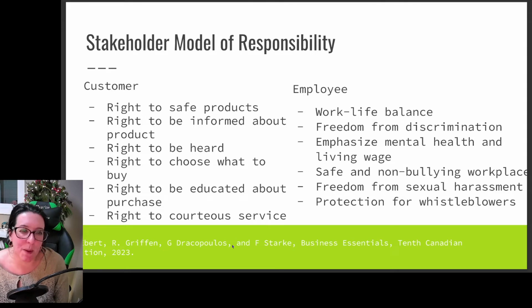Then we have social responsibilities to the employee. We want to make sure that we have met our ethical responsibilities in terms of protecting mental health and physical health, and then social responsibilities in terms of ensuring that we're providing a sufficient wage, a living wage. Ethical responsibilities in terms of providing a safe and non-bullying workplace, having a place that's free from sexual harassment and discrimination, and then social responsibilities to our workers in terms of making sure that they have a balance in terms of their work life and their home life. So as an organization, our social responsibilities are to our customers, to our employees.